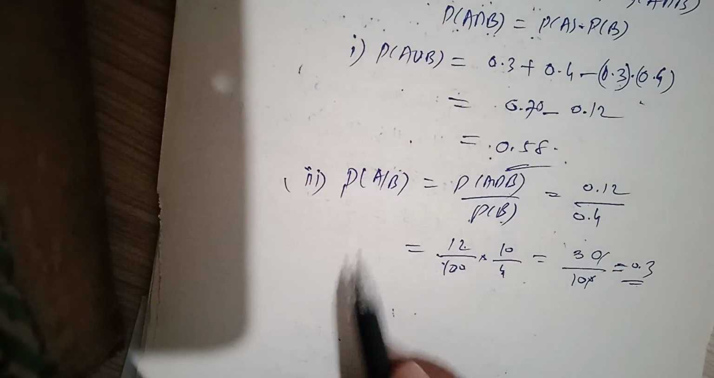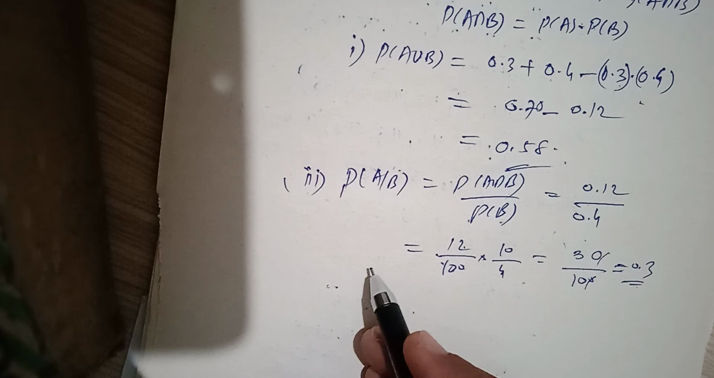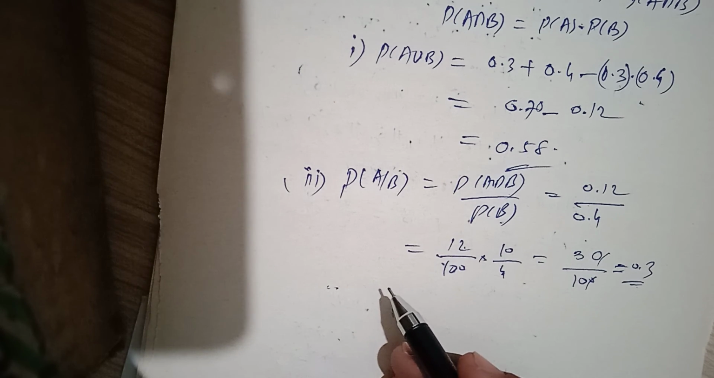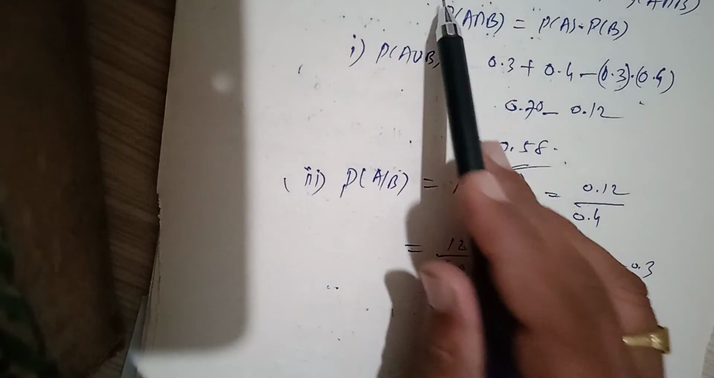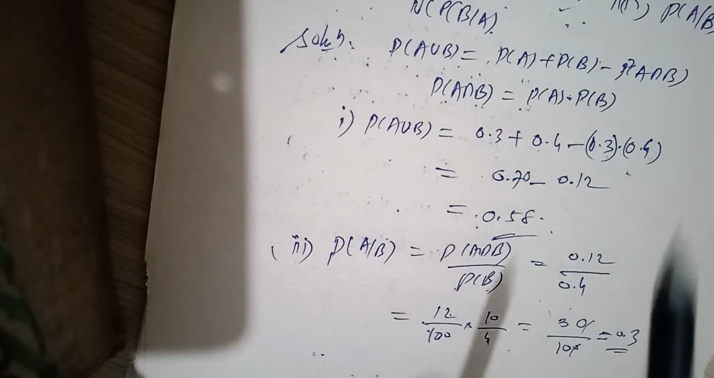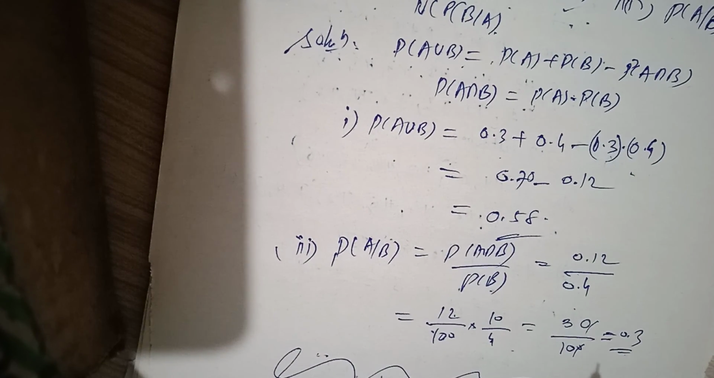That is 30% probability. Then similarly they can ask to find the probability of anything like this, P of A given B, P of B given A, you can find it out easily. Okay, so in the next video we'll talk about Bayes theorem and its application, but a couple of questions more in the case of independent events.